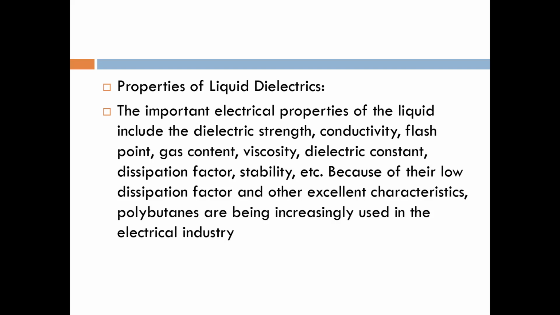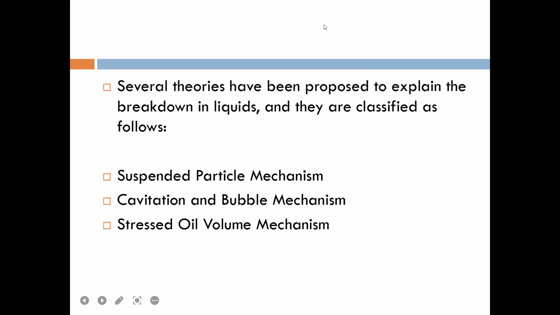Because of their low dissipation factor and other excellent characteristics, polybutenes are being increasingly used. Polybutenes are increasingly used in the electrical industry. That is going to be the main one.